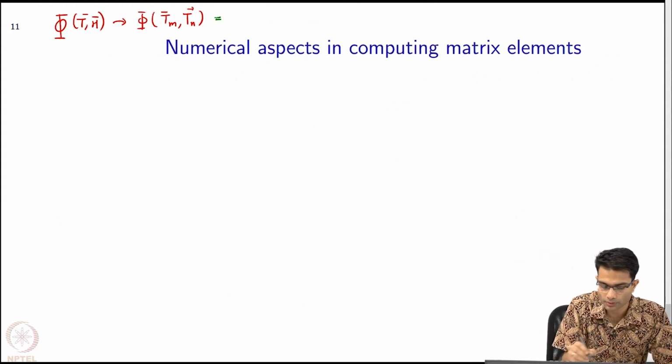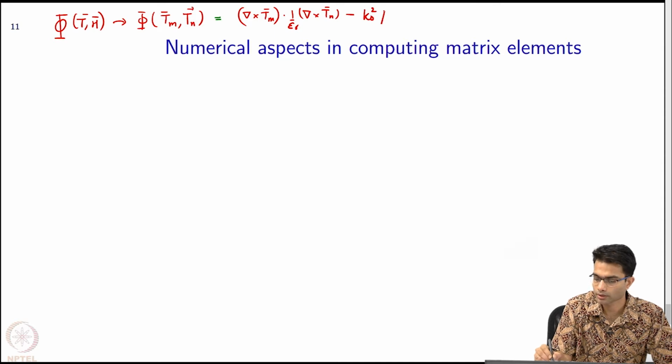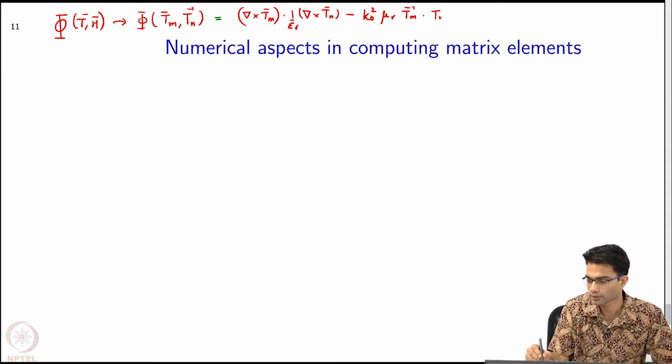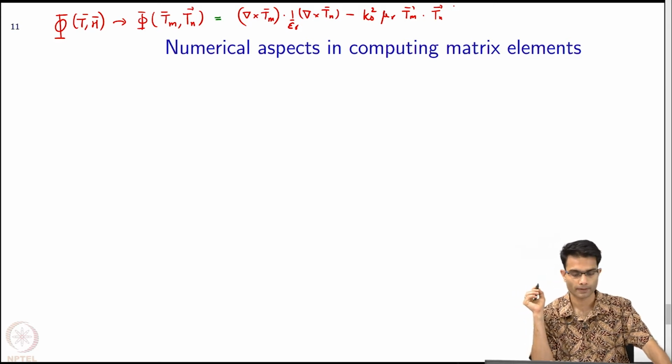This is going to be equal to curl of T m dot 1 by epsilon r curl of T n, minus k naught squared mu r T m dot T n. These are the kinds of terms that we have to calculate.